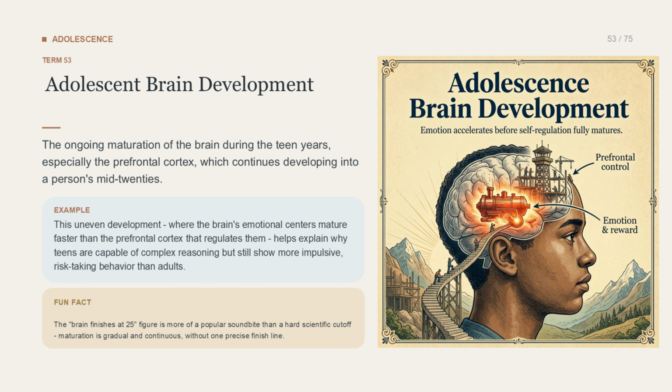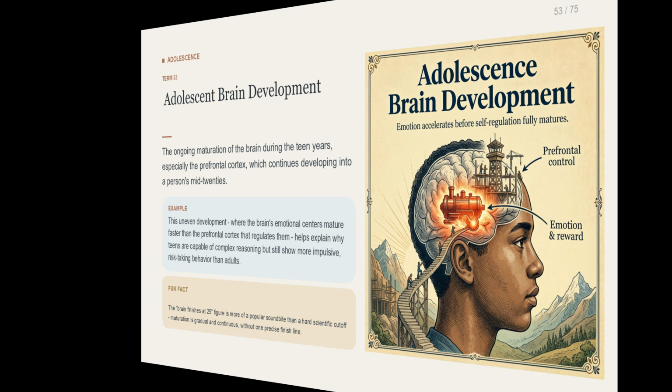53. Adolescent brain development. Adolescent brain development refers to the ongoing maturation of the brain during the teenage years, especially the prefrontal cortex, which continues developing into a person's mid-20s. For example, this uneven development, where the brain's emotional centers mature faster than the prefrontal cortex that regulates them, helps explain why teens are capable of complex reasoning but still show more impulsive, risk-taking behavior than adults.